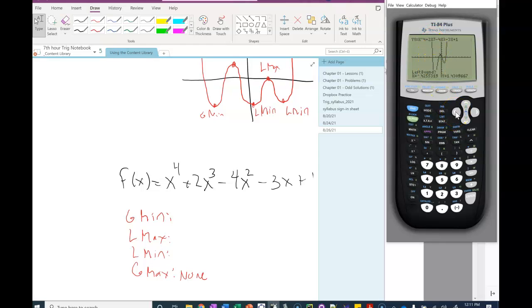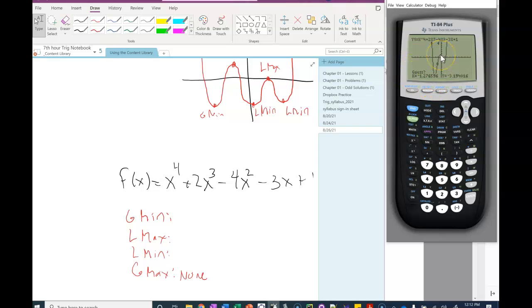So I'm just going to use the arrows on my calculator to move my cursor. You see the cursor. Just move it till it's somewhere over there. That looks good to me. It doesn't really matter as long as it's on the left side of that minimum. And then press enter. Now it's asking for a right bound. So I'm going to move my cursor somewhere over here, and then press enter. So just use my arrows to go to the right a little bit. That looks good there. I'll press enter.